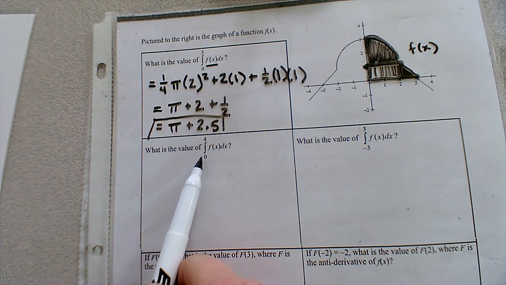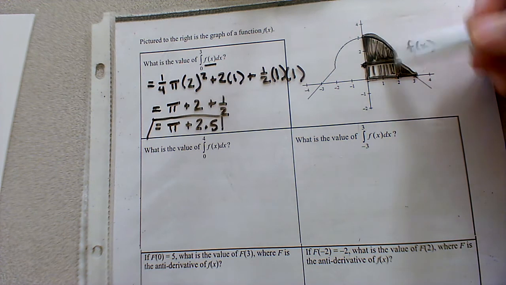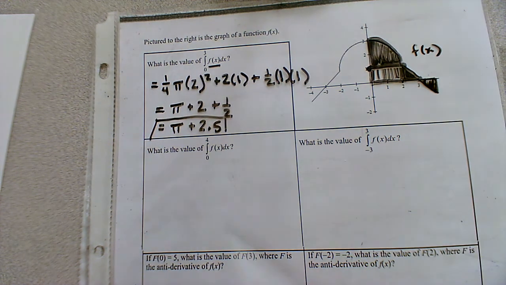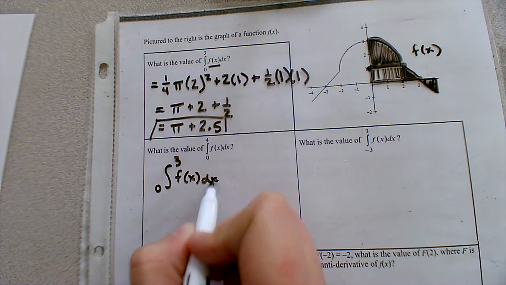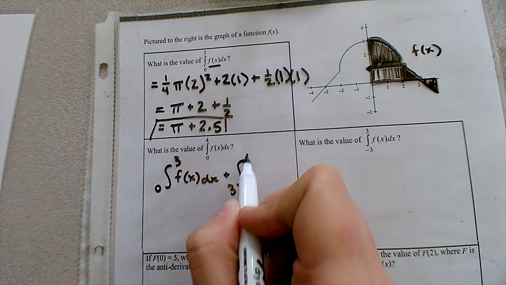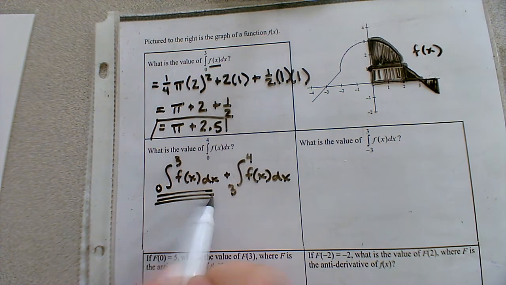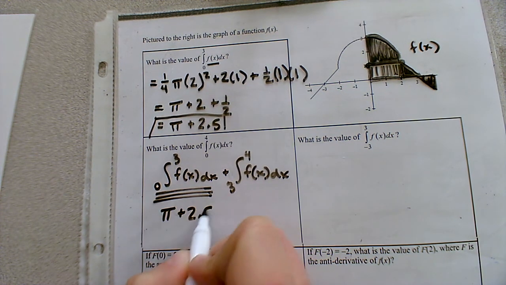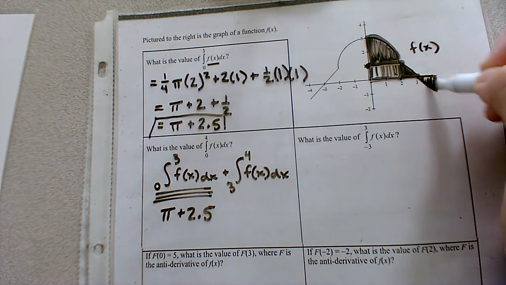So for the next one, this time we're going to go from 0 to 4. If we thought about highlighting it, we would still highlight all of the area that we had previously, but now we also want to include this little triangle area from 3 to 4. So if we think about a property, we could rewrite this as the area from 0 to 3, and then we'll add the area from 3 to 4. By doing this, notice how we already know this value because we did that up top. So we can just rewrite this as pi plus 2.5. And now we want to add the area that's left over, from this 3 to 4 section.